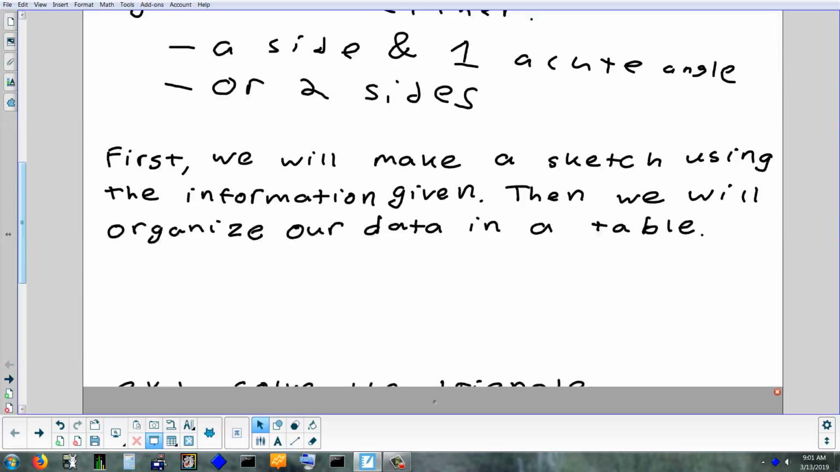And then what we'll do is we'll kind of organize all the information that they give us in the problem and then what we're trying to find in a table. So you don't have to make a table if you don't want to. But the table is just there to kind of organize everything that we know and what we don't know.